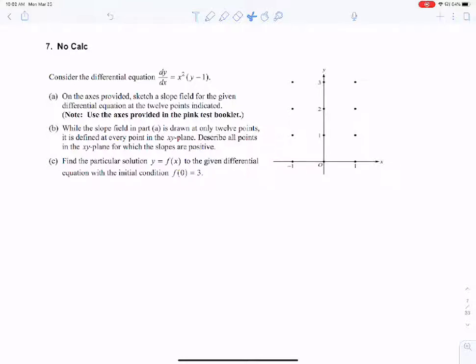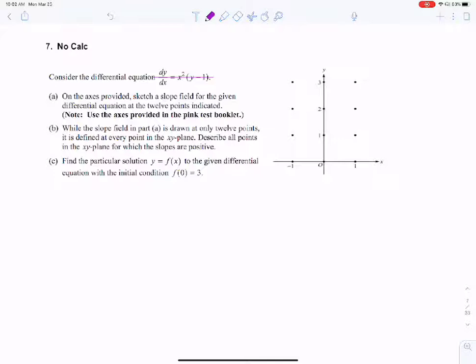Looking at this one, we have seen this before. The very first thing they're asking us to do is graph the slope field for the function we're given on the points given.